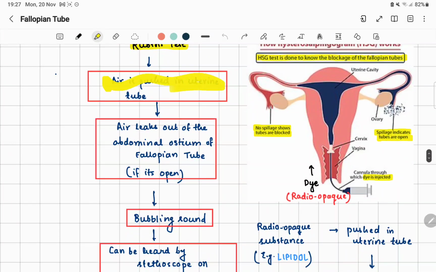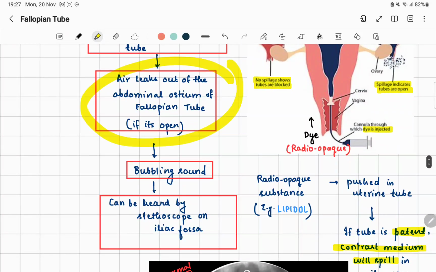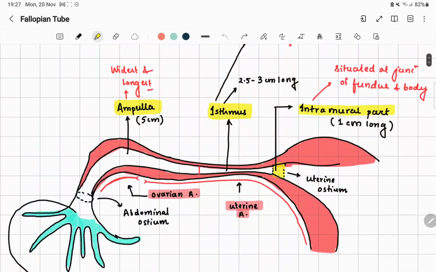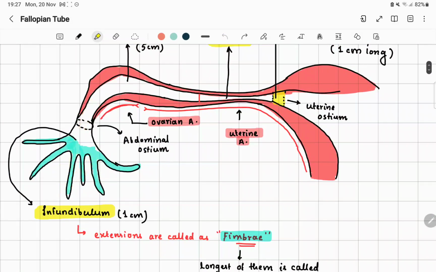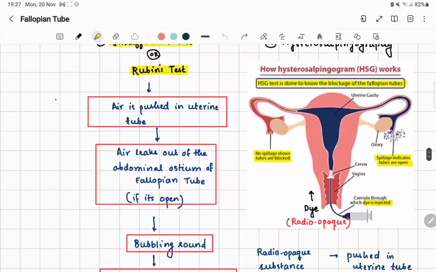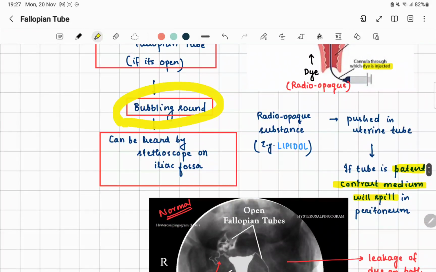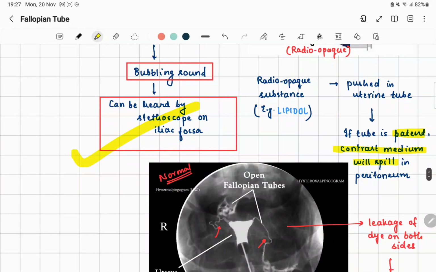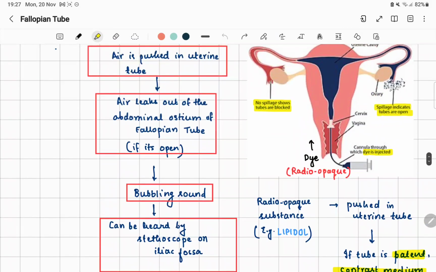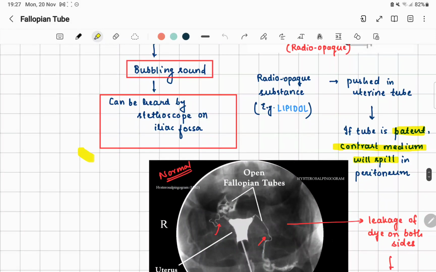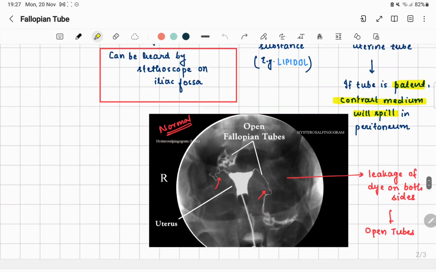Air is pushed into the uterine tube, and if the tubes are open, the injected air leaks out of the abdominal ostium. There is a bubbling sound, the air spillage sound, which can be heard by putting a stethoscope on the iliac fossa.